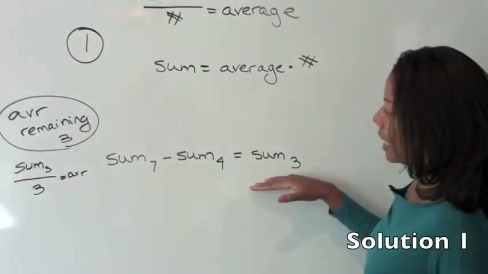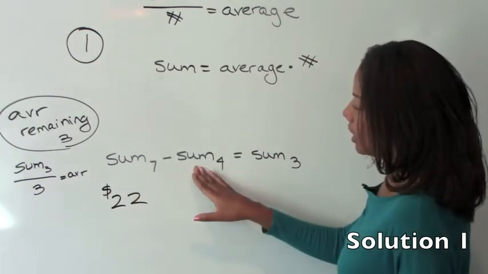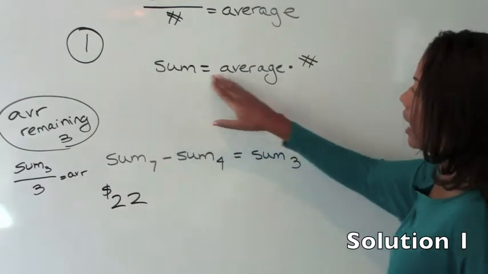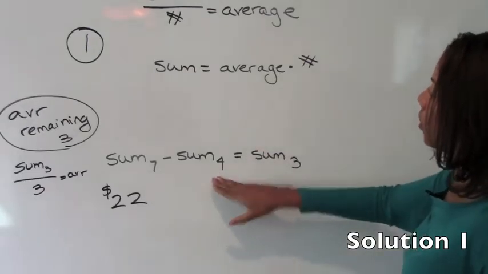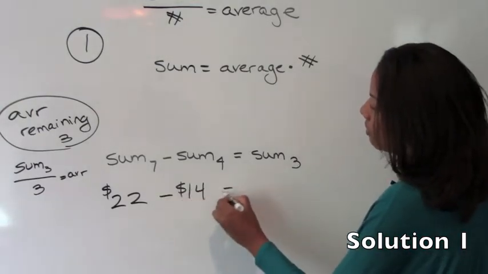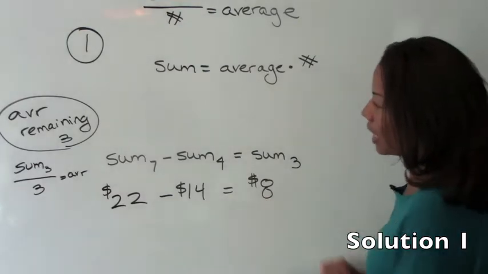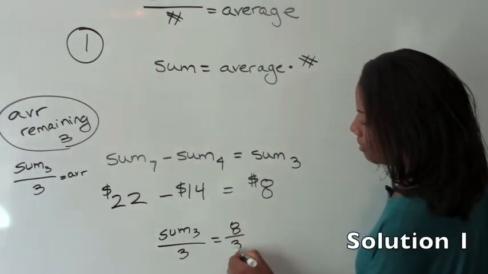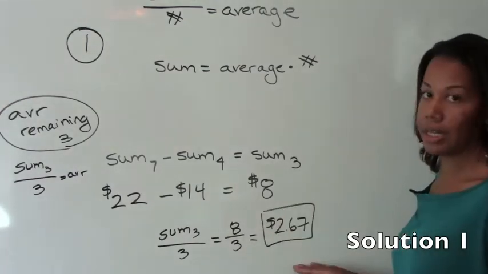So to find the sum of our 3 knickknacks, we take the total sum, which is the $22 that Carol spent, minus the sum of the 4 knickknacks, and that will give us the sum of the remaining 3. Well, the sum of the 4 knickknacks is the average that she spent, $3.50, times the 4 items. So this sum sub 4 is $3.50 times 4, which is $14. And so that means that the cost of the remaining 3 knickknacks is $8. So if the sum is $8 and we have 3 items, we just put it into our formula. So the sum of the 3 items divided by 3 is 8 divided by 3, and to the nearest penny, that's $2.67 on average for the remaining 3 knickknacks.